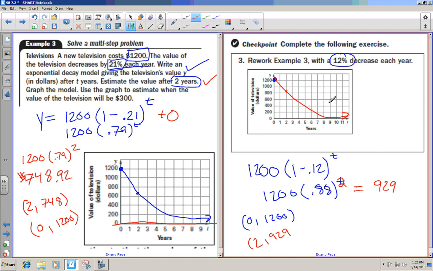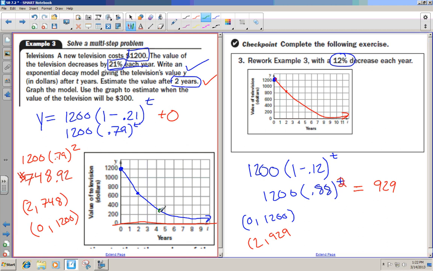The question that we forgot to answer from the others was to use the graph to estimate when the value of the television will be $300. So you'd look here and say, when does it cross? It crosses right about here. So after about 4 years, it will be $300. Now, our graph isn't perfect, so your estimation is an estimation. Looking up here, when will it be $300? It'll be $300 at about 6 years, we'll say. Now, I don't think those are probably the right answers, but that is a good estimation.